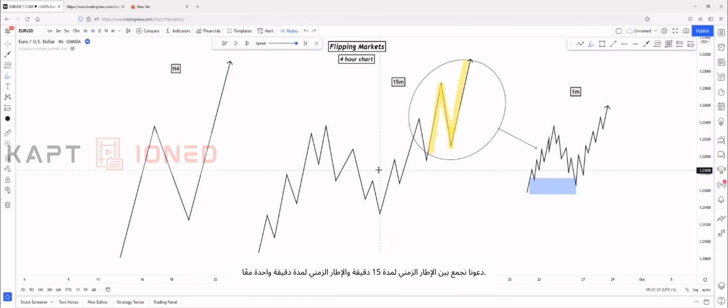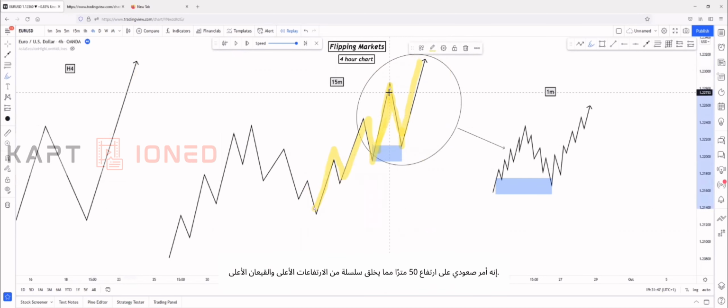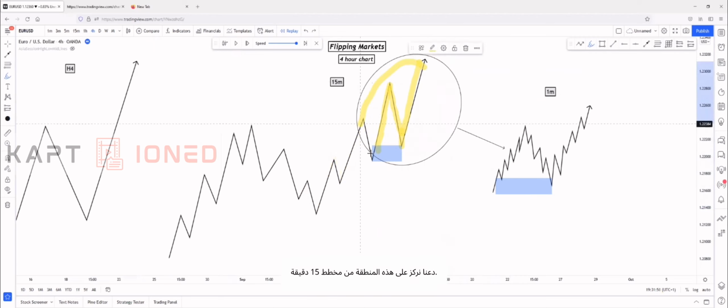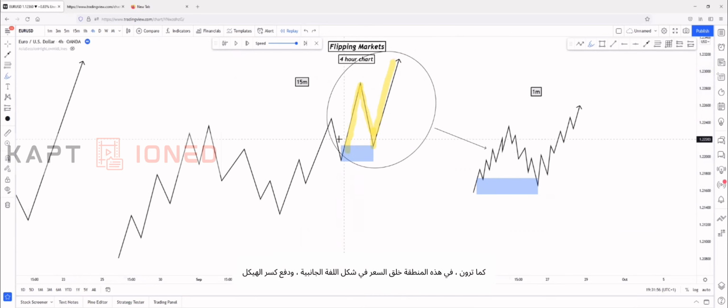Okay, let's combine the 15-minute time frame and the 1-minute time frame together. So let's focus on the last leg of the 4-hour. On the last leg of the 4-hour, it's bullish on the 15-minute, creating a series of higher highs and higher lows. And let's focus on this region of the 15-minute chart. As you can see in this region, price created an upside push, break of structure, inefficiency, and a demand zone.